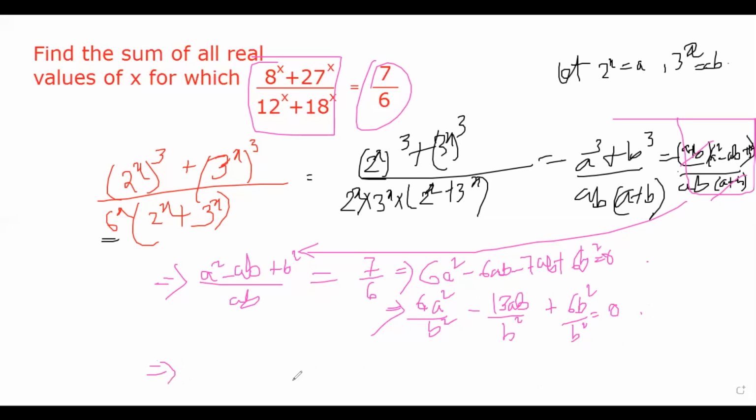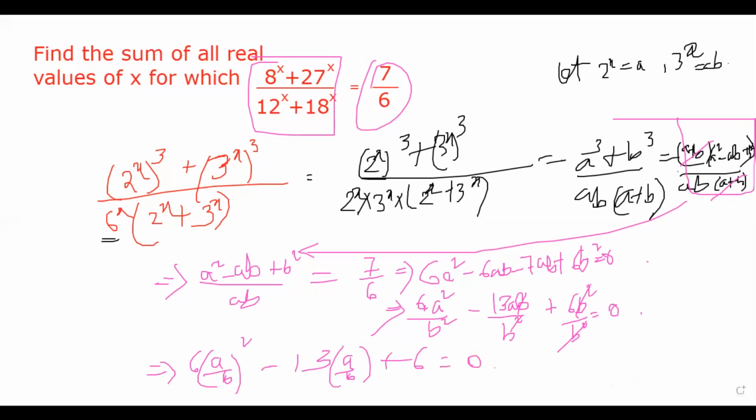And now we can write it as 6a² - 6a²/b², that is 6 into (a/b)², and minus this, b² and b² will cancel, and 13 into a/b, plus this b² and b² will get cancelled, and hence 6 plus 6 is equal to 0.